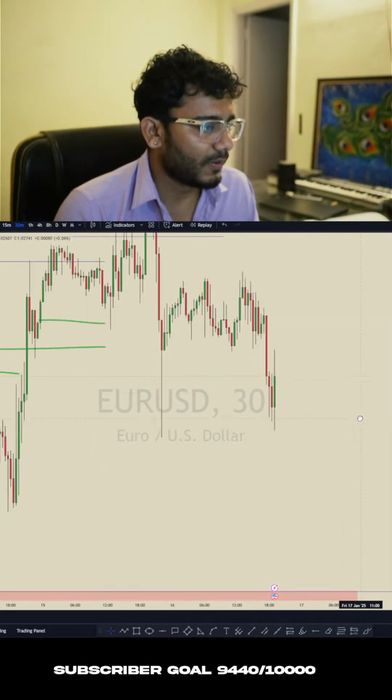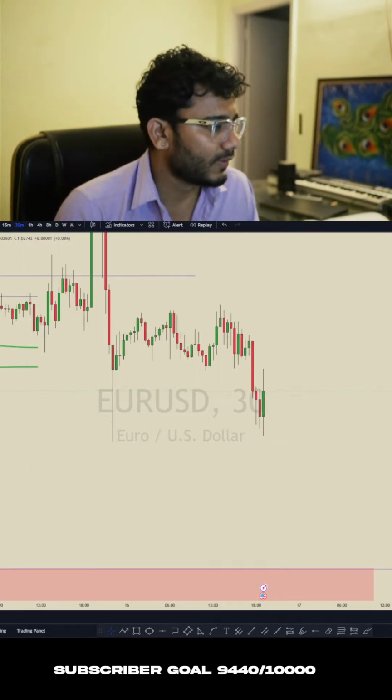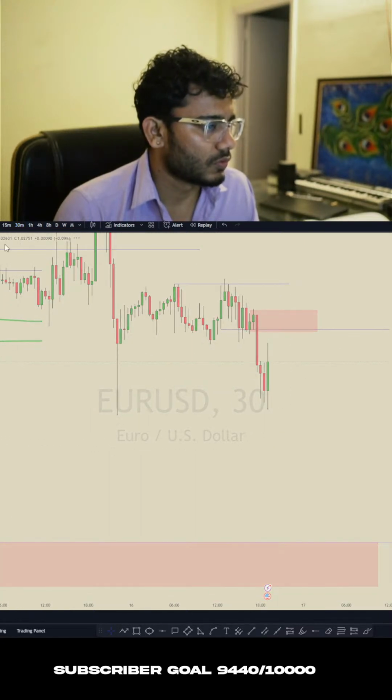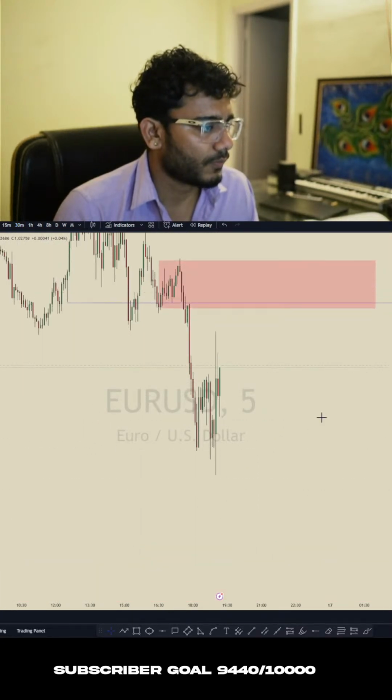But right now on 30 minutes we don't have any inducement. I think we have only this area we can work with. Price has induced this high, and we have this zone where price can continue the downside. So let's refine this area.